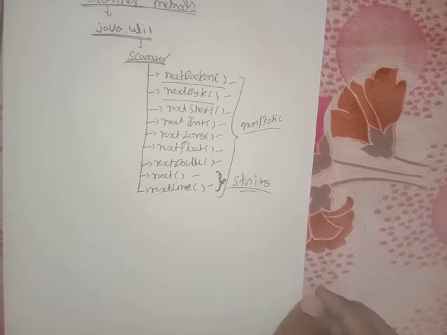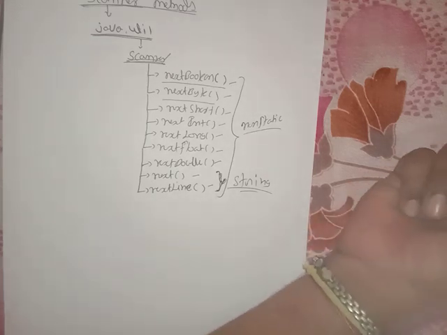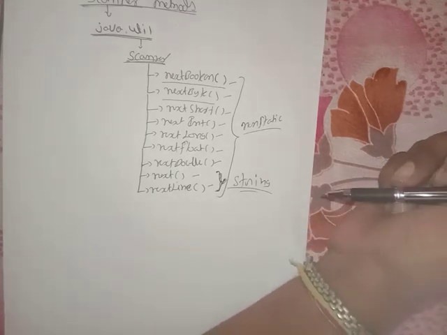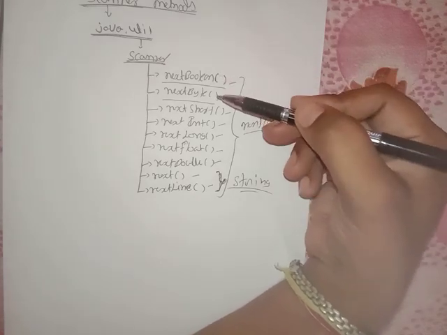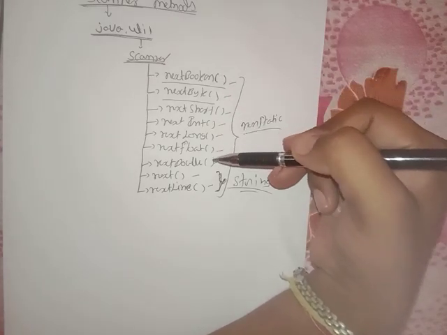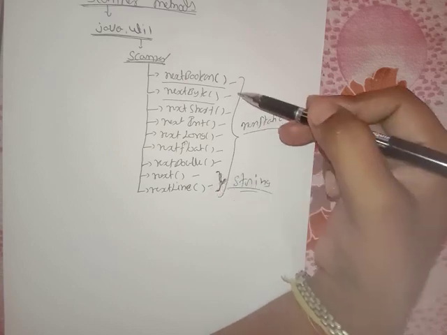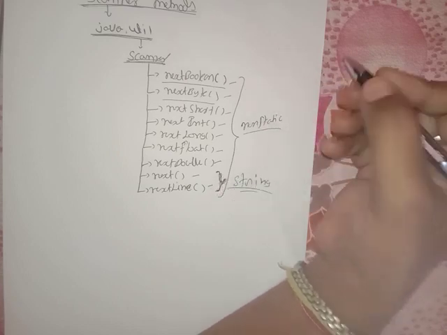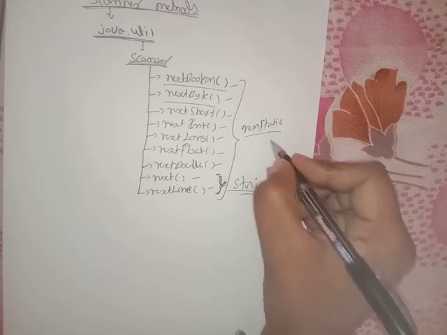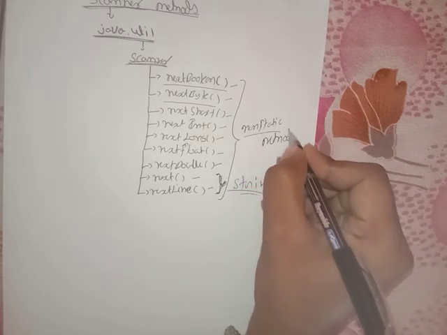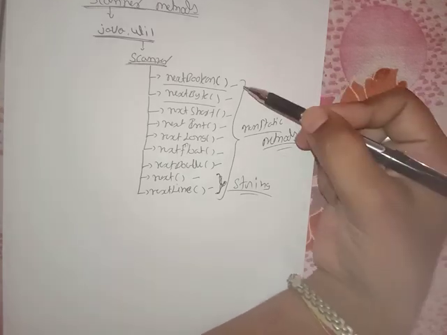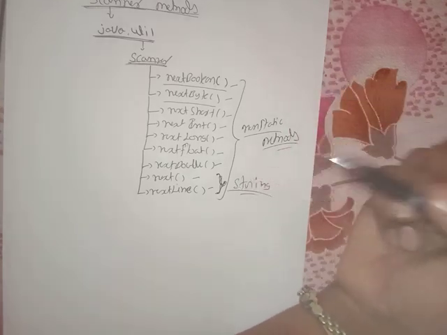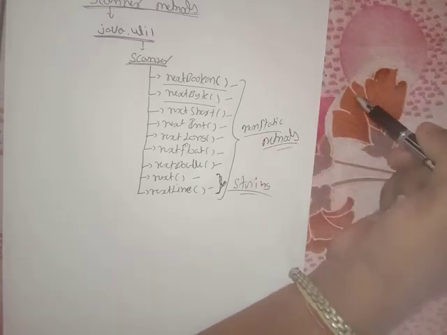In C and C++, we are using the scanf function to read the input from the keyboard. The same way, here, we have these functions: nextBoolean, nextByte, nextShort, nextInt, nextLong, nextFloat, nextDouble, next and nextLine. In C and C++, we call it a function. In Java, we call it a method, because here everything is present inside a class. There is no difference between function and method. Just in Java, everything is a method, because all the functions are present inside a class.